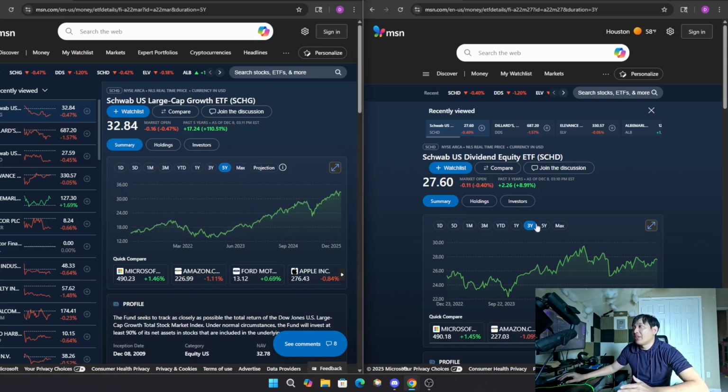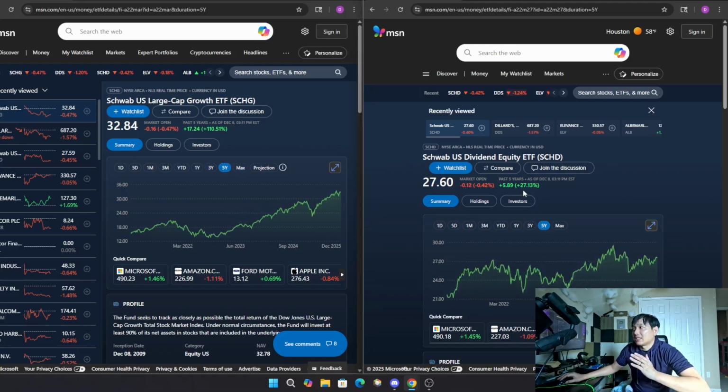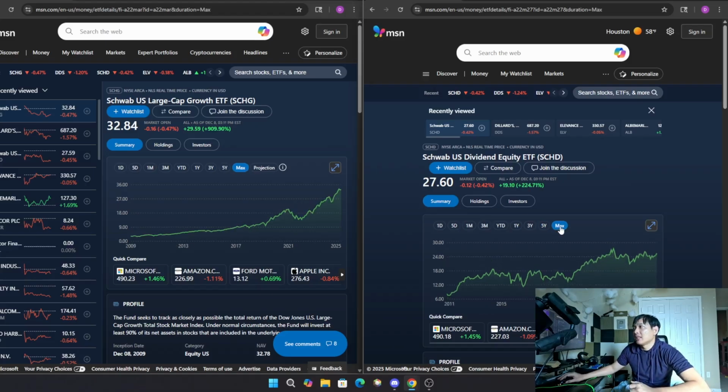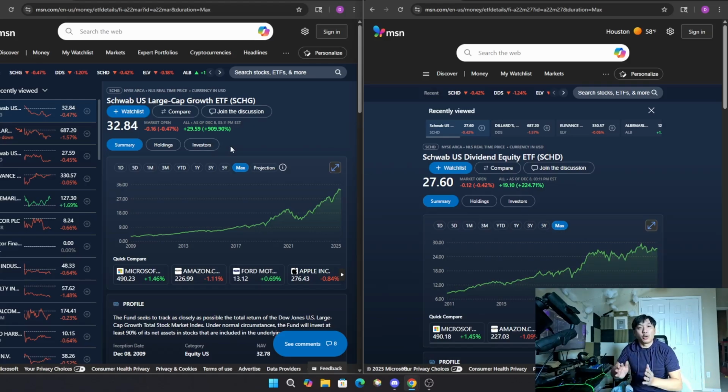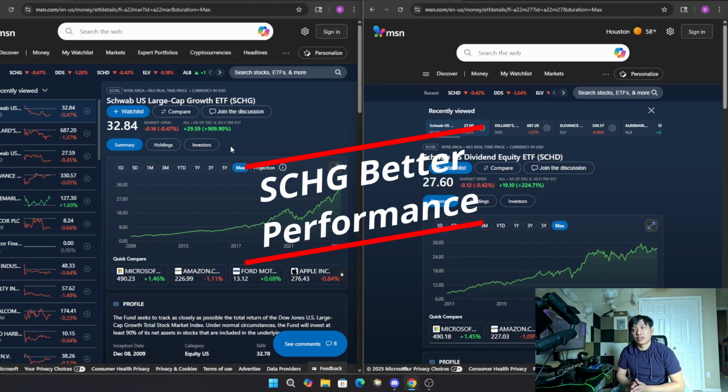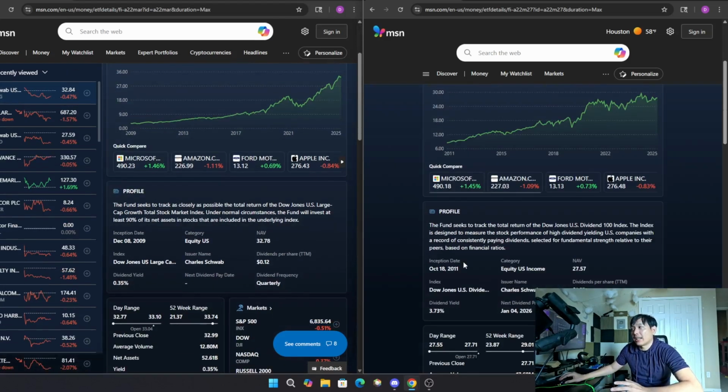So let's move to 5 years. And it's 27.13% for SCHD and 110% for SCHG. And now lastly, let's look at the max to see, and 224% compared to 909%. So overall performance, which one does better? According to the chart, SCHG. So that's 2 out of the 3 things I look at.